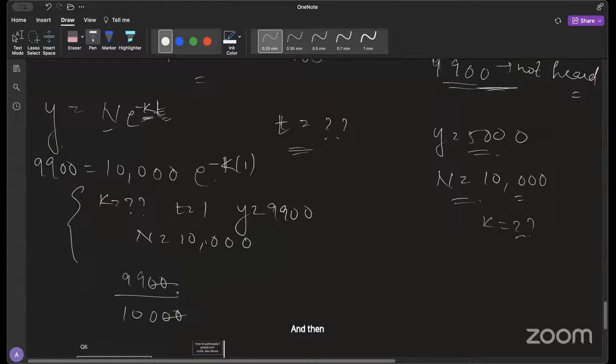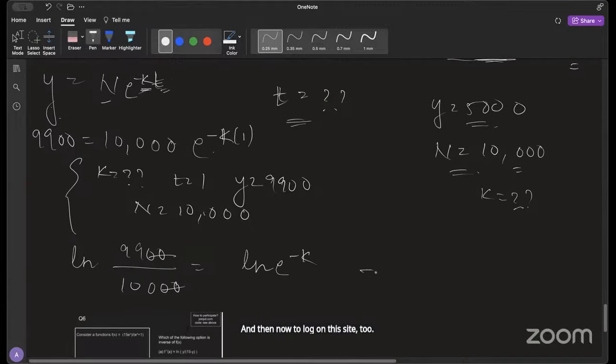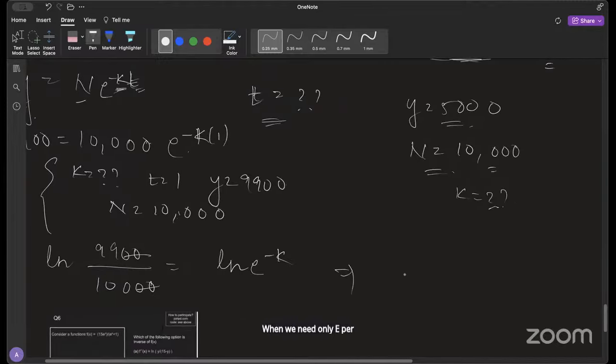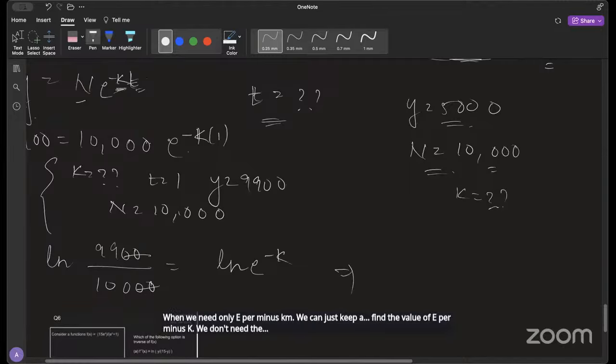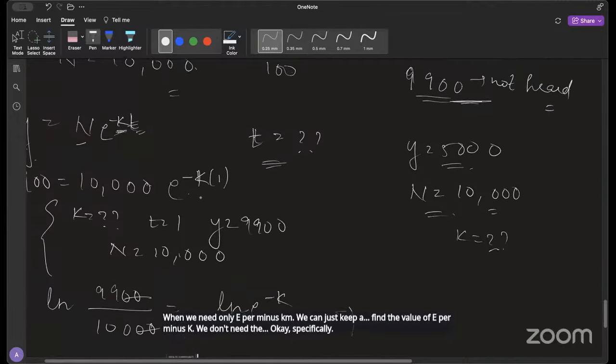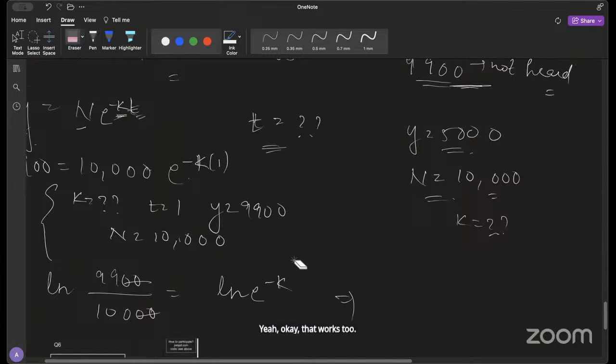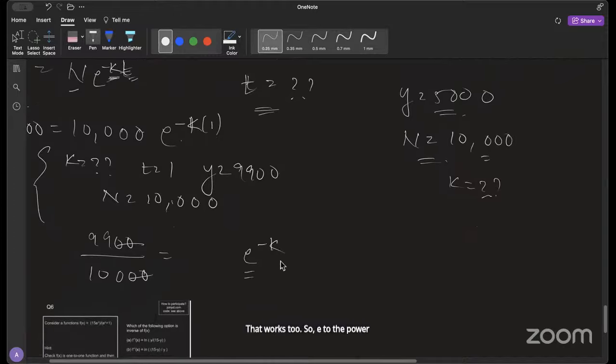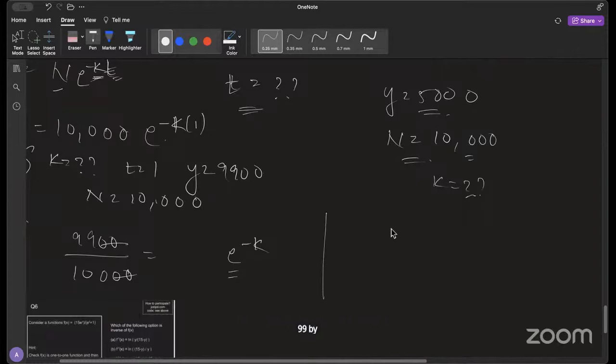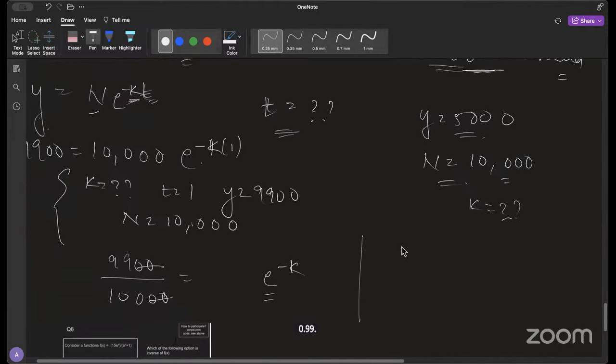And then you can just take natural log on both sides. Take natural log on this side and then natural log on this side too. Ma'am, we only need e power minus k. We can just keep the value of e power minus k. We don't need k specifically. Yeah, okay, that works too. So e to the power minus k is 99 by 100, 0.99.